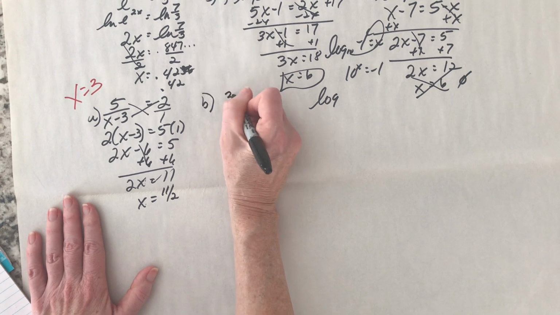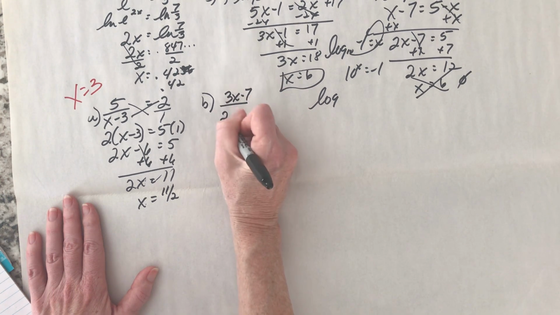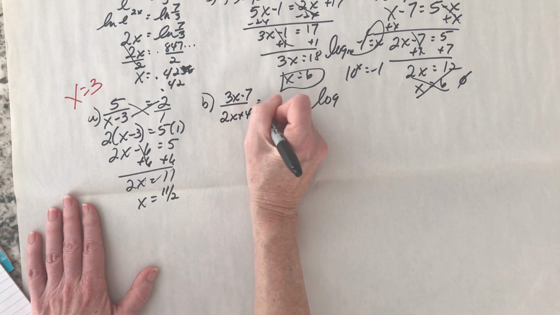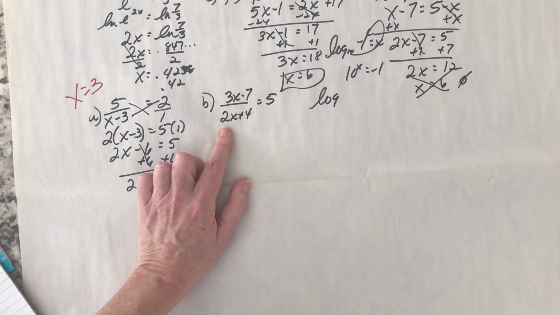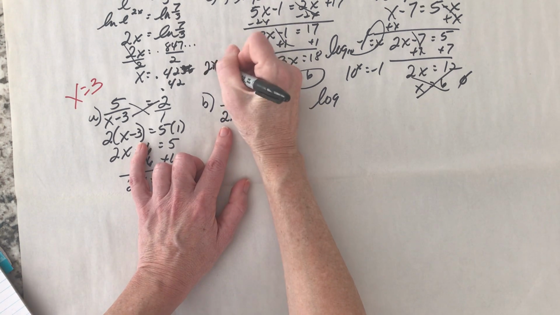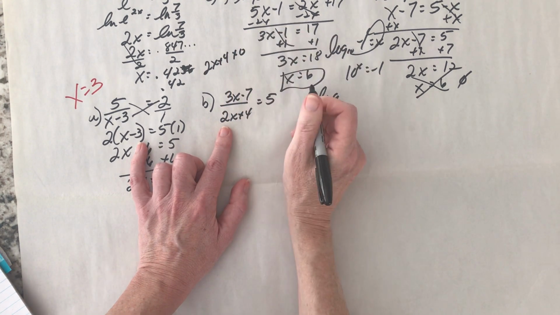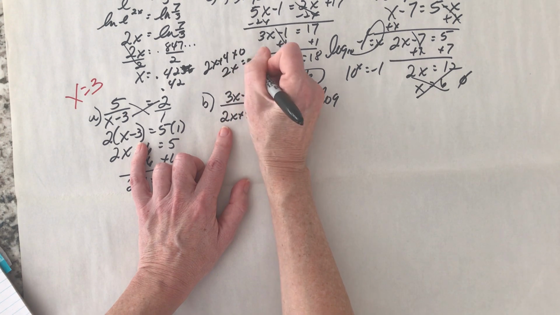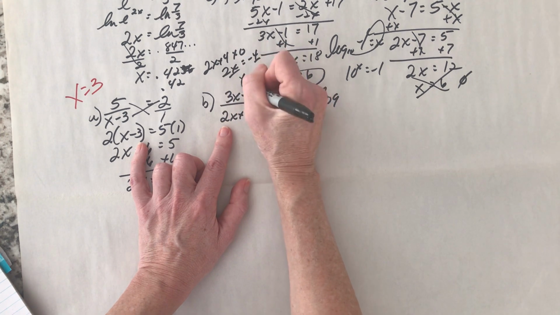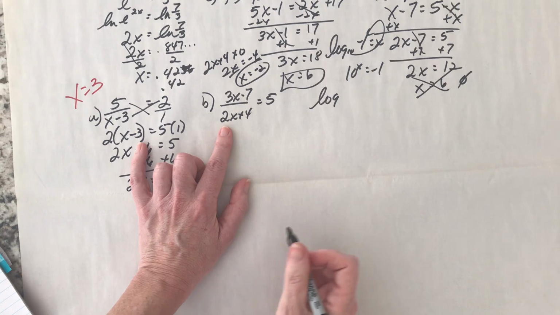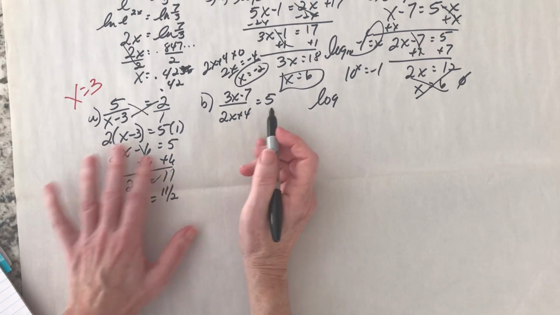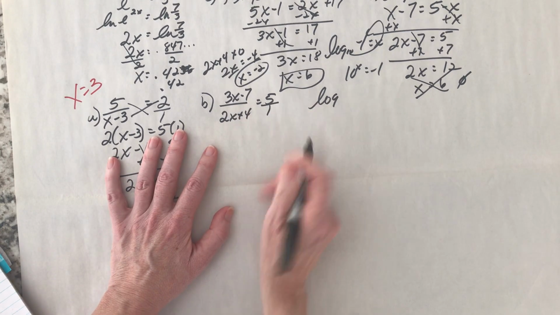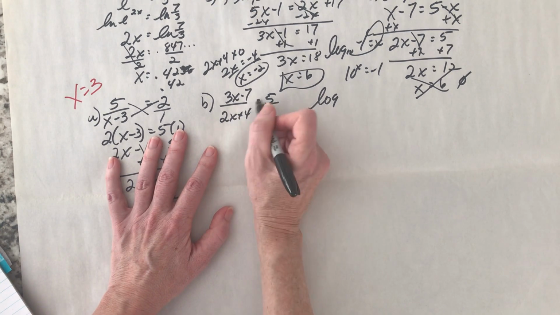We have got 3x minus 7 over 2x plus 4 equals 5. Again, we have to be sure that the denominator does not become 0. So let's set it equal to 0 and see what our problem would be. Move the 4 over and divide by 2. So x cannot be negative 2. We've got to make sure that x does not become negative 2. If it does, we don't have an answer. Let's keep moving. What we're going to do to solve for this is put this guy over 1 and cross multiply.